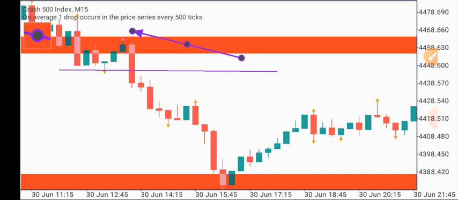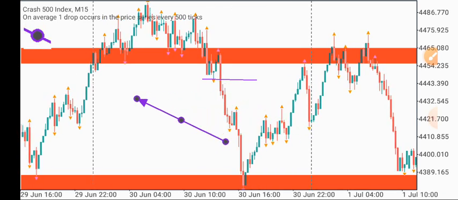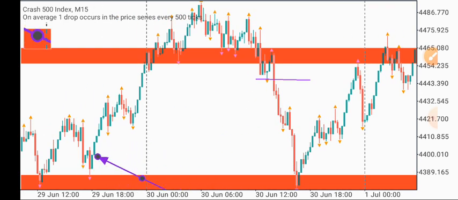I'll place my stop loss above here. Okay, and then my first take profit will be at this particular level here. And then my second take profit will be at this particular level.